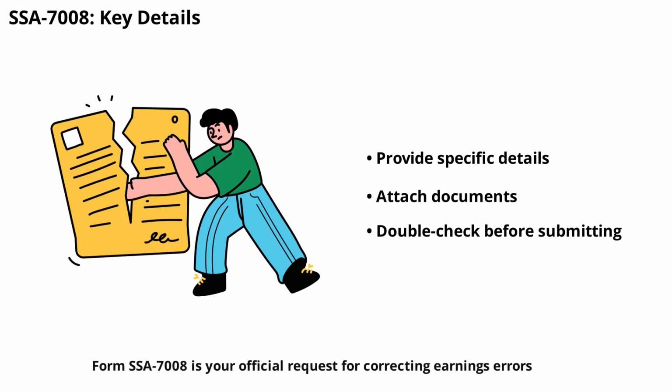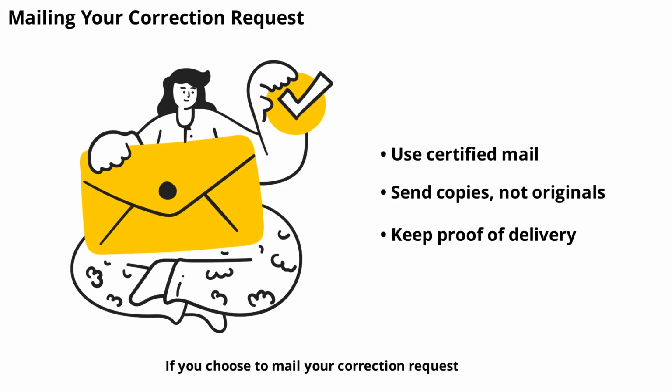Form SSA-7008 is your official request for correcting earnings errors. It asks for your personal details, the year and amount in question, and a description of the error. Be as specific as possible and attach all supporting documents. Double-check your form before submitting to avoid delays. If you choose to mail your correction request, use certified mail or another trackable method.